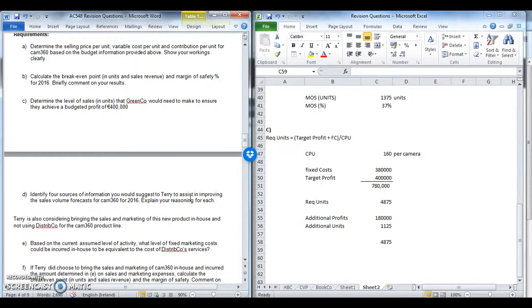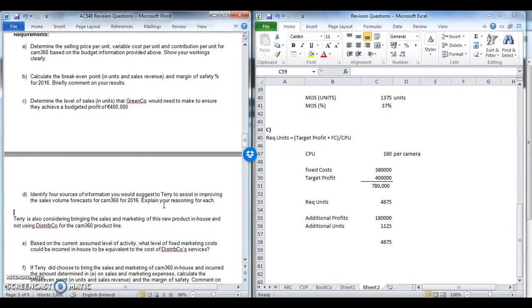Of course, other ones could be, you could talk to sales reps directly, although you don't have any because you actually outsource all of your sales and marketing. Alternatively, you could argue that you could commission some market research in terms of surveys or questionnaires to get an idea of sales volume forecasts. So there's nothing very prescriptive here. It's more so for the student to come up with 4 solid sources of information they could use to improve the sales volume forecast, and importantly as well, explain their reasoning.